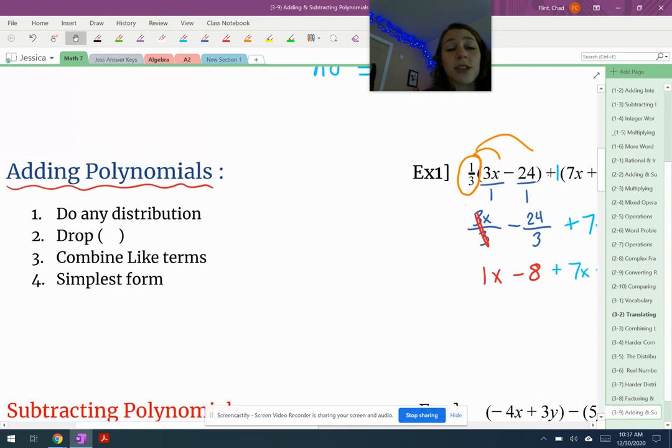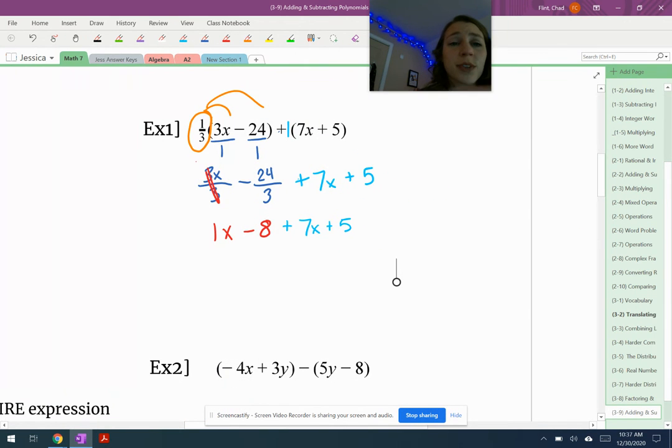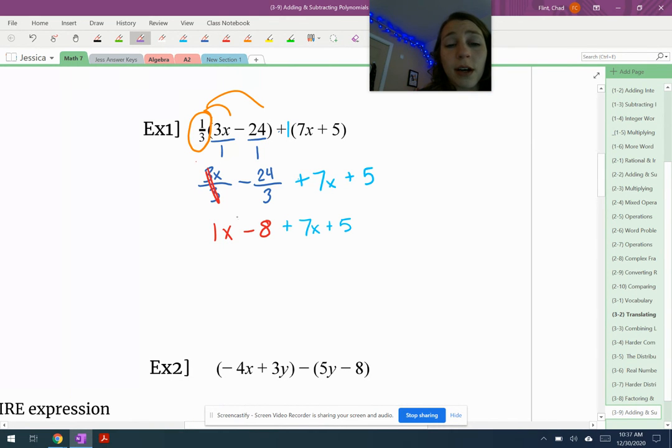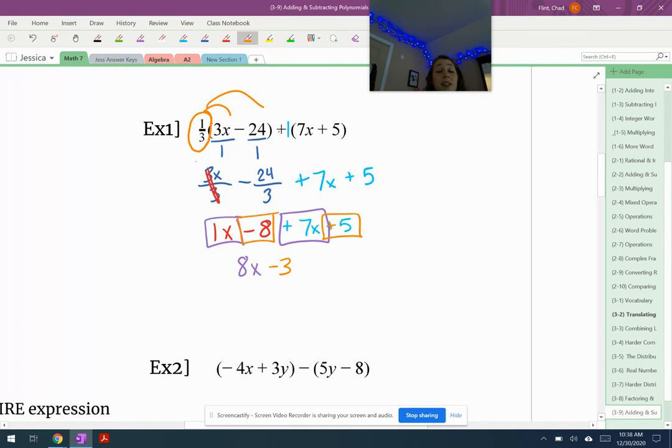And now I can just combine any like terms. Keep in mind I have a 1x and a positive 7x that I can combine, leaving me with 8x. And then those constants, those are like terms also. I have -8 and positive 5. -8 plus 5 leaves me with a negative, because there's more negatives than positives, 3. So my final simplified answer there is 8x minus 3, and there's our example 1.